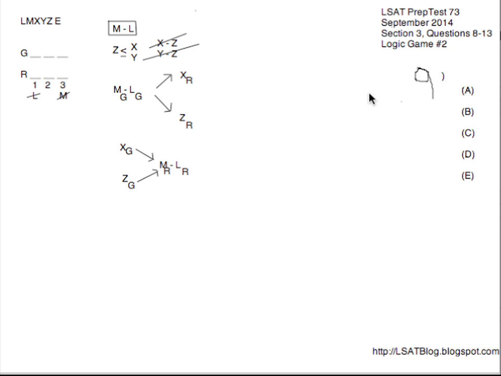Next, number 9, which pair of speeches cannot be given simultaneously? So here you obviously don't want to run through all 5 answer choices. You want to think strategically. You want to think about variables where one of them has to occur relatively early and another one has to occur relatively late.